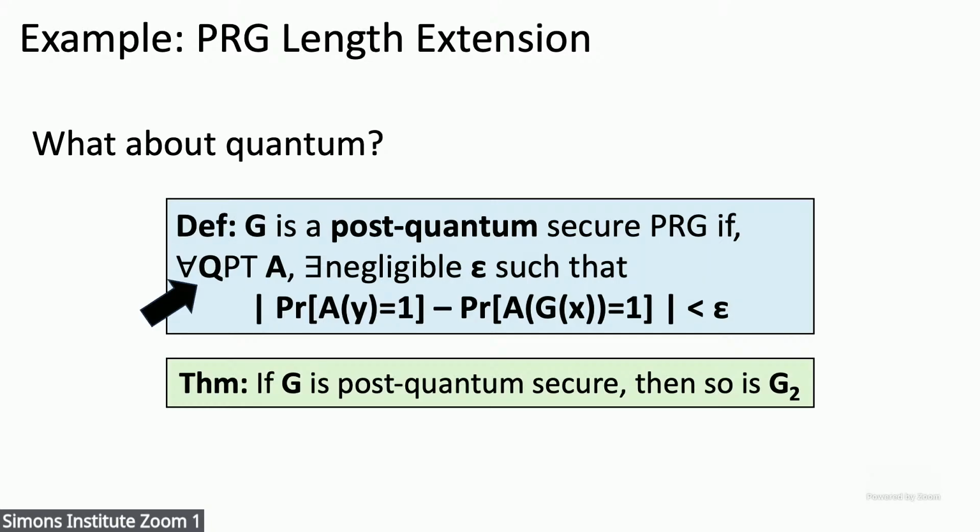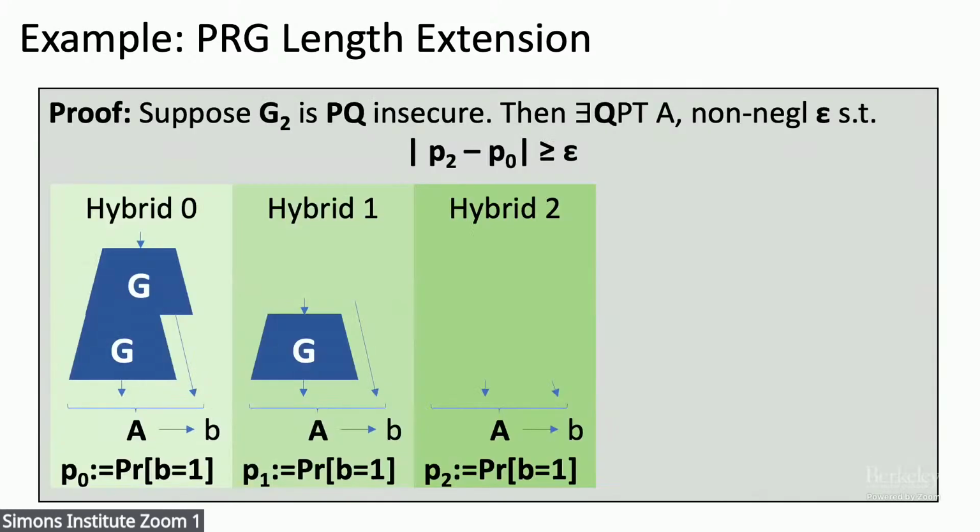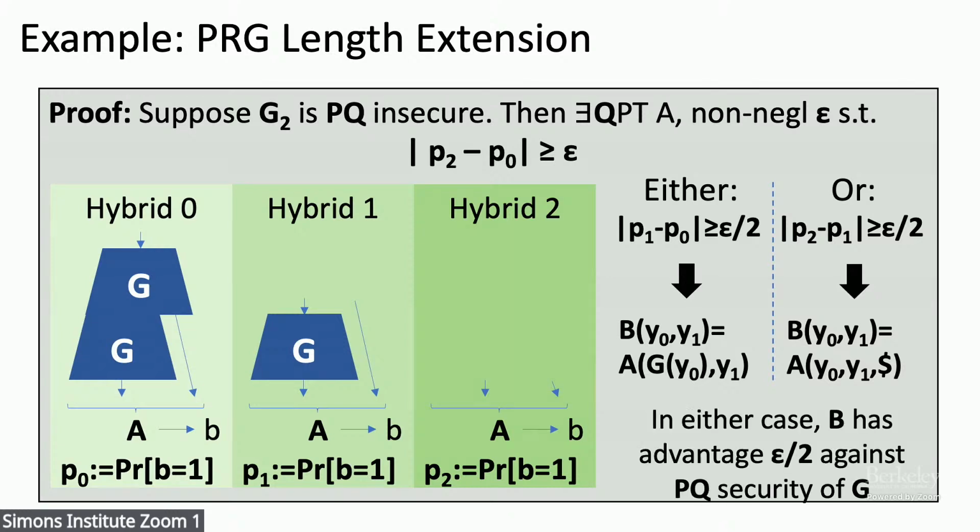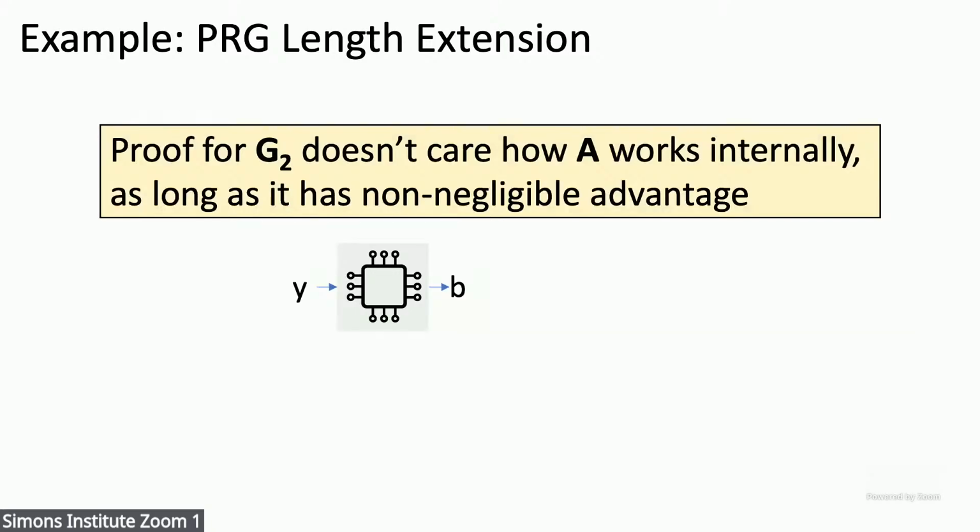Well, actually, the same theorem works. So if the underlying G is a post-quantum PRG, composing it in this way gives you a secure G2. Why? Well, it's literally the same proof. Literally all I'm doing is replacing PPT with QPT and classical security with post-quantum security. Just find and replace, and literally the same proof works. Okay, and the point is that the proof of security for G2 actually doesn't care how A works.